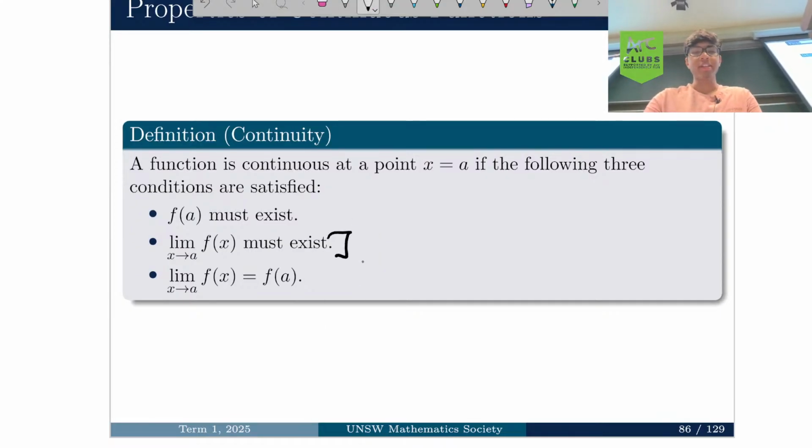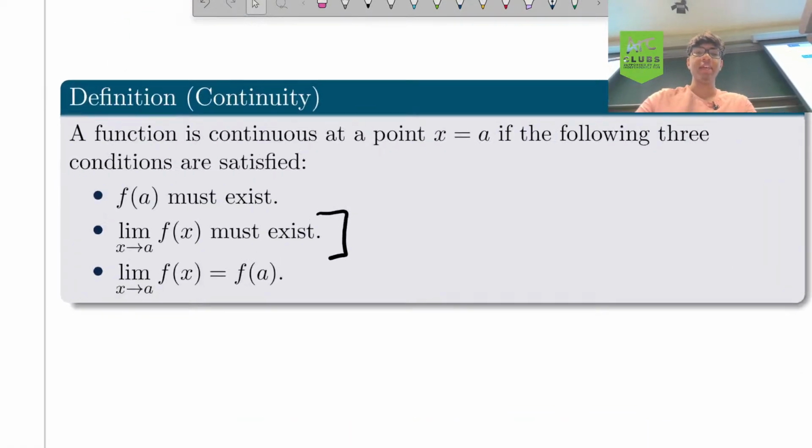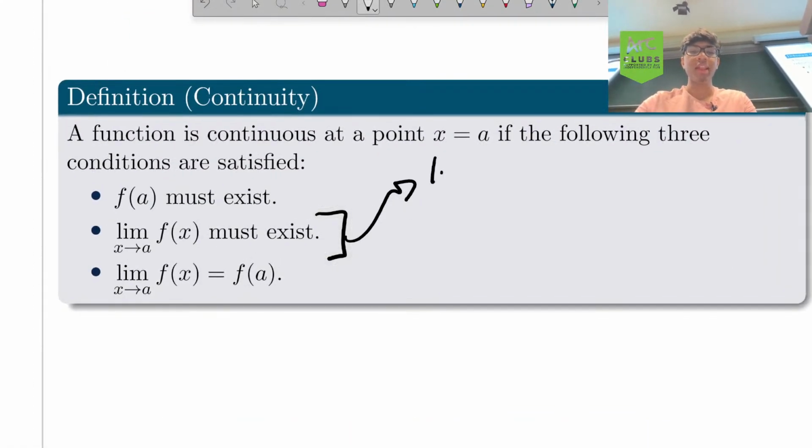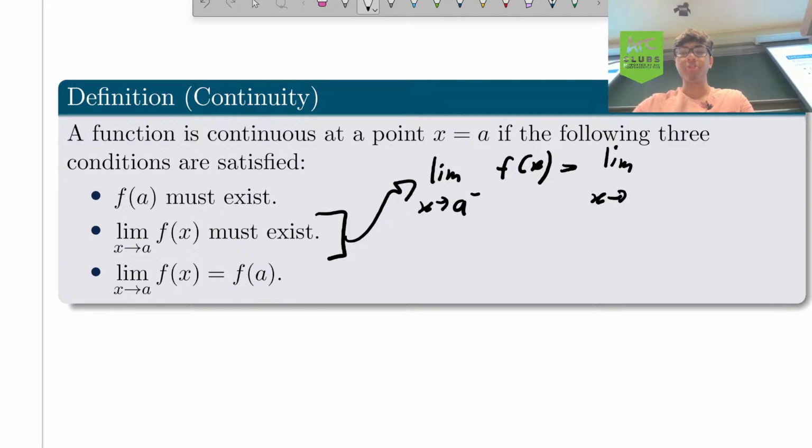And this middle one is actually a little deceptive. There's actually 2 things that it really means. For a limit to exist, that really means that the left-hand limit, so x goes to a from the negative side, of f of x, has to be the same thing as if I approached it from the positive side. And so what do I mean by that?